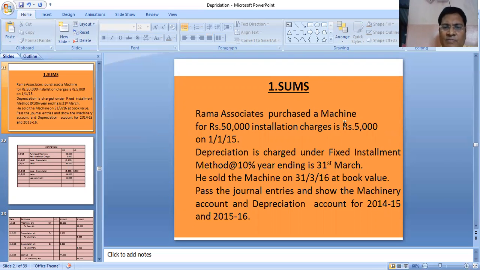Rama Associates purchased a machine for rupees 50,000. Installation charge paid is 5,000 on 1/1/15. So they have purchased the machine on 1/1/15.